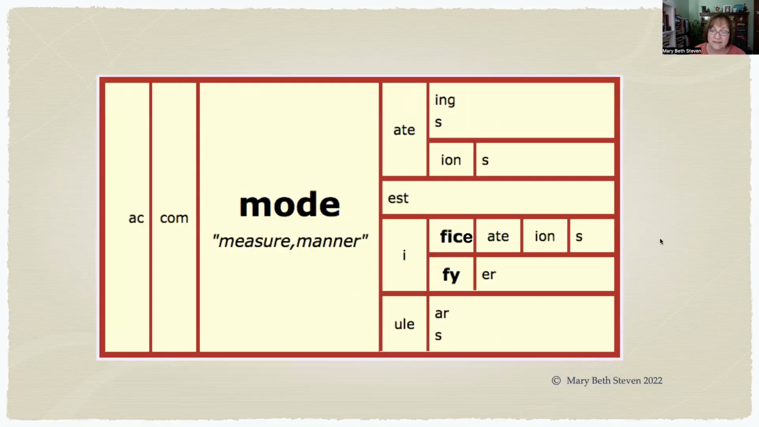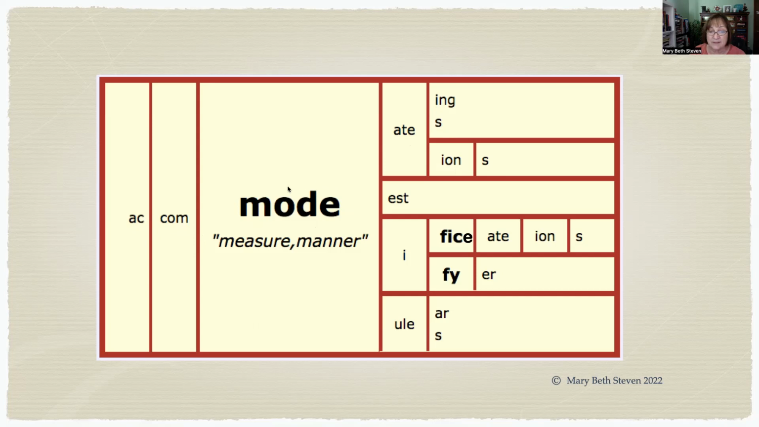And here's another matrix full of great things. We have two prefixes, and then we have the base MODE with a denotation of measure or manner. Now, I don't have to add both of these prefixes. I could add just the COM and form the word commode, but I could have both of them with the AC plus COM plus MODE plus ATE, I form the word accommodate. And of course, I could keep going. Accommodation, accommodations, right? Accommodating, accommodates.